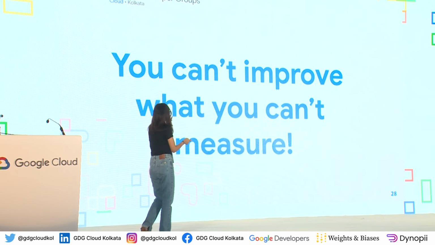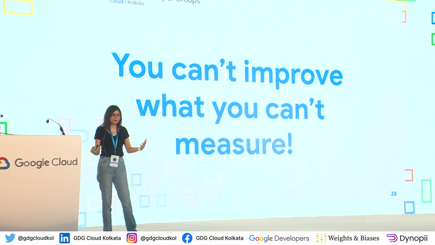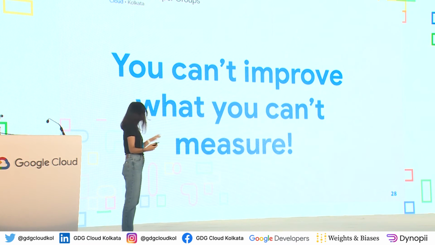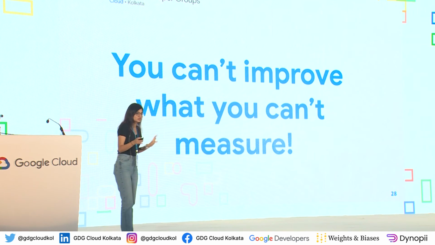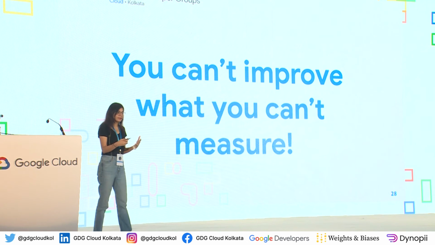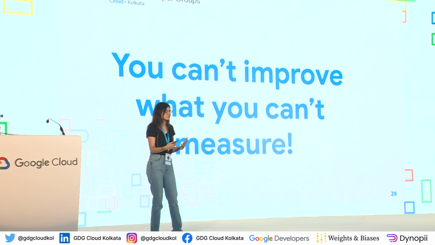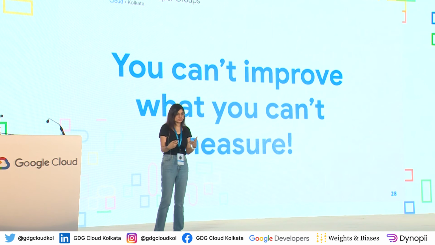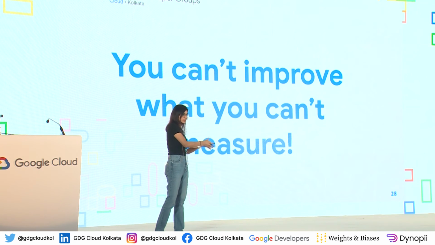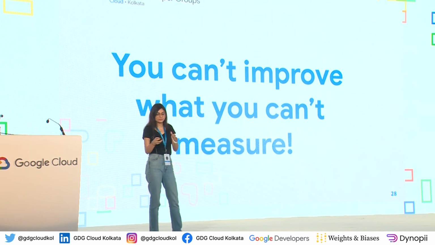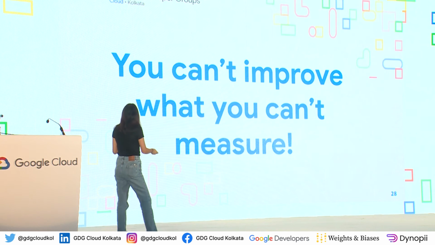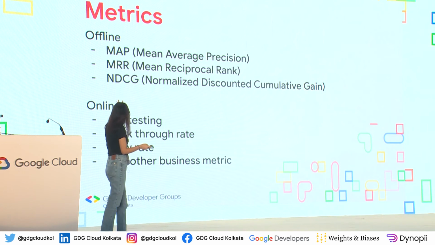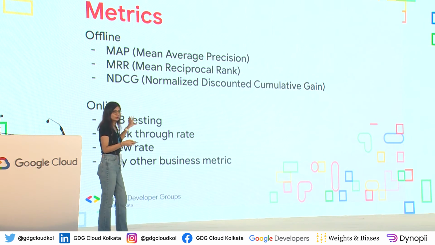All right, this is something which we hear a lot in the applied ML industry: you can't improve what you can't measure. So whenever we're working with ML models or any kind of systems, we have to constantly measure things so that we know what's going well and what's not going well and how we can improve. I'm going to briefly talk about some of the metrics for information retrieval.